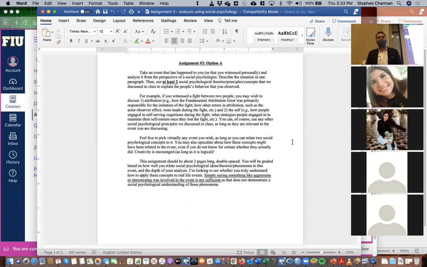As an example that I give, let's say, for instance, that you witnessed a fight between 2 people at some point. You could describe what you witnessed, and then describe how that fight was started because of the fundamental attribution error. You can describe how the fundamental attribution error played into it. So someone attributed someone else's actions or statement to their personality, which led to that fight, for instance. So that's one thing you can do. A second way you might analyze it is through the lens of, let's say, the self. So you could talk about how self-serving cognitions played a role in leading up to that fight as well.